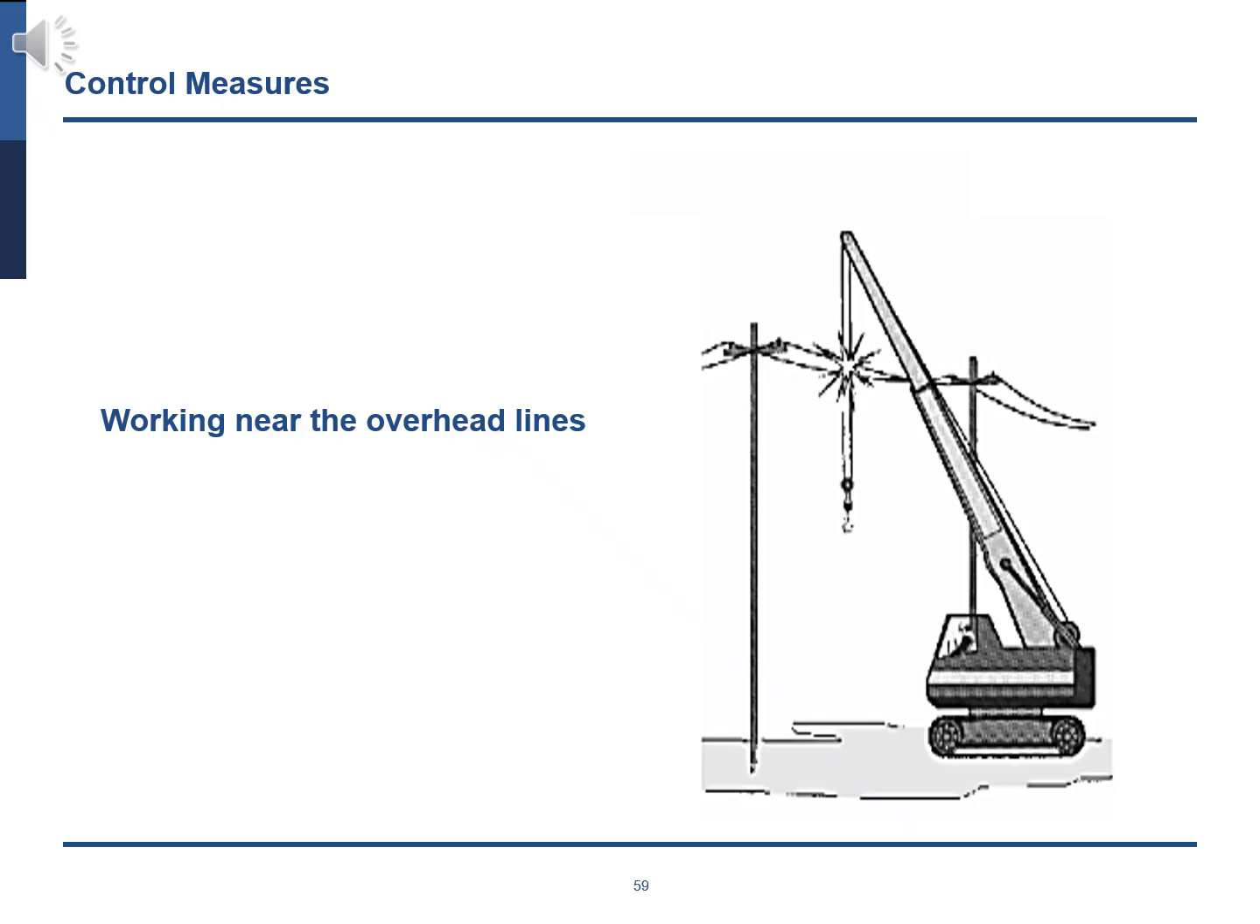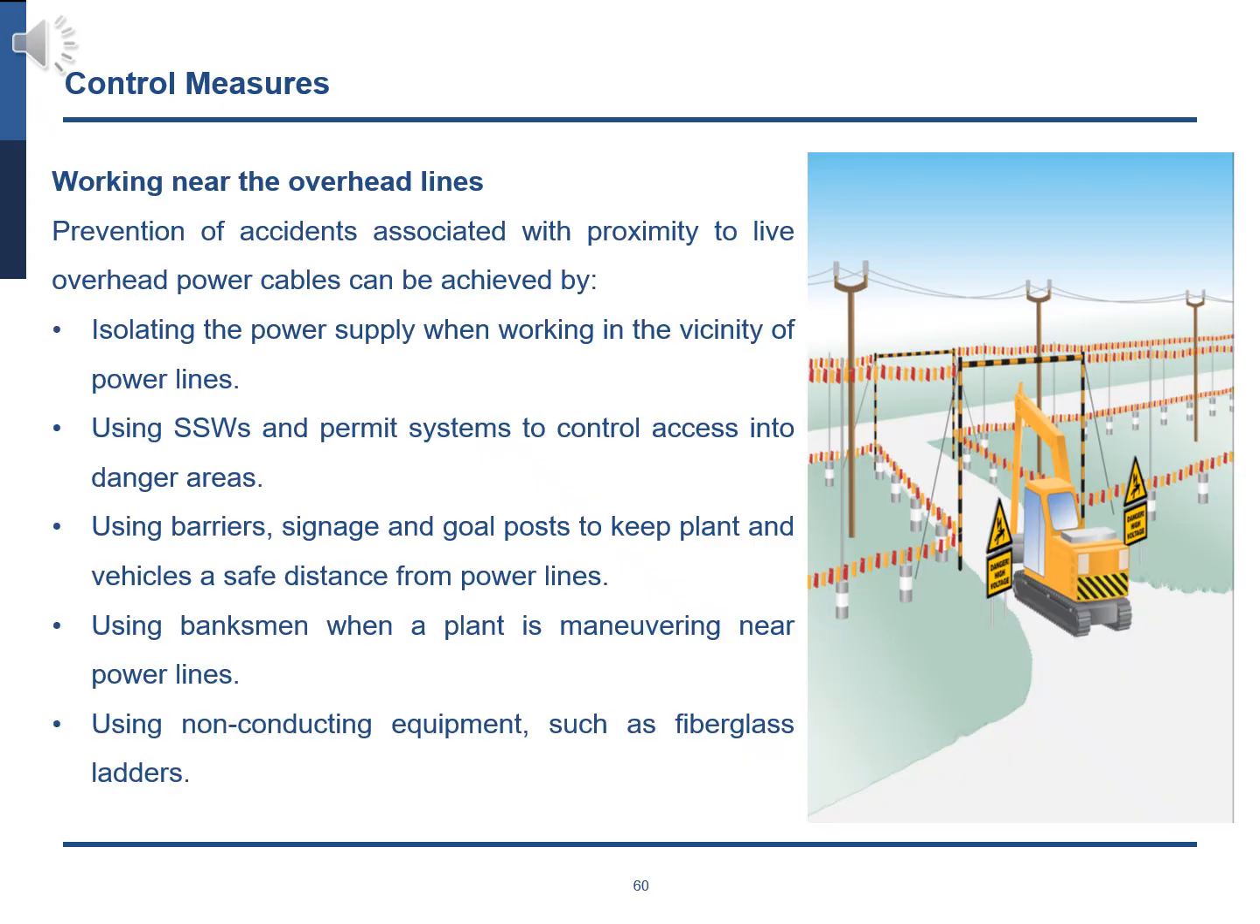Working near the overhead lines. Prevention of accidents associated with proximity to live overhead power cables can be achieved by isolating the power supply when working in the vicinity of power lines, using SSWs and permit systems to control access into danger areas, using barriers, signage, and goalposts to keep plant and vehicles a safe distance from power lines, using banksmen when a plant is maneuvering near power lines, and using non-conducting equipment, such as fiberglass ladders.